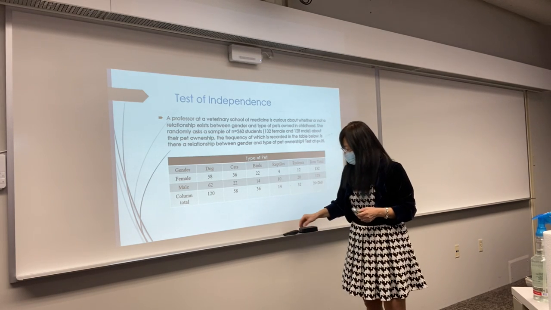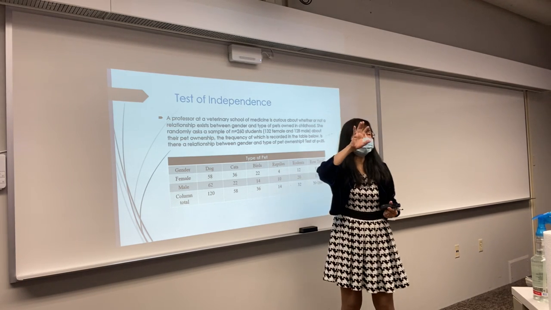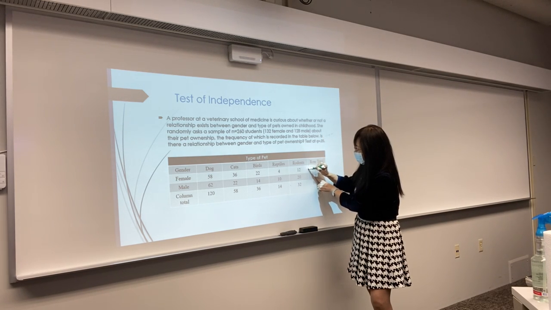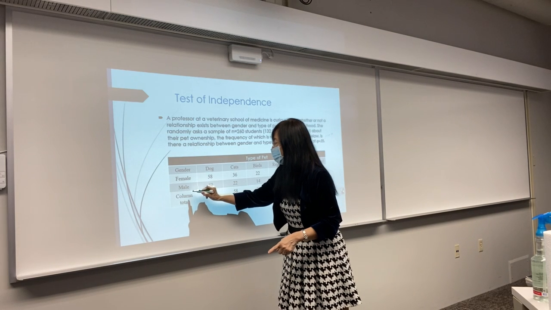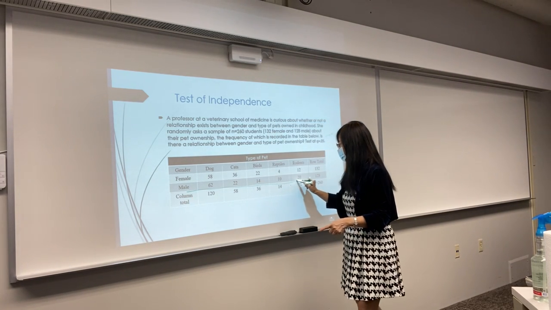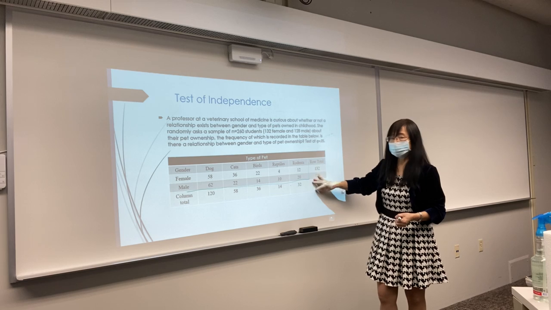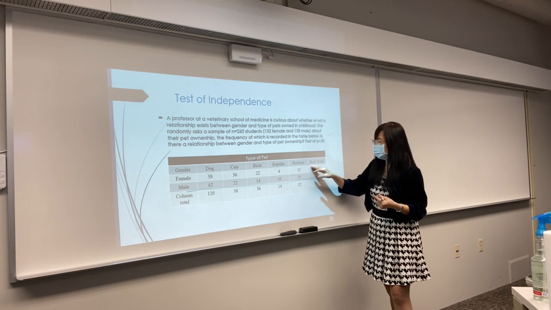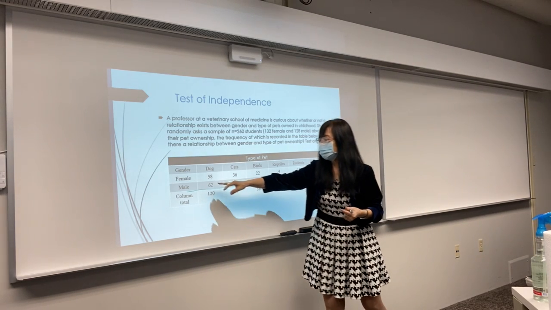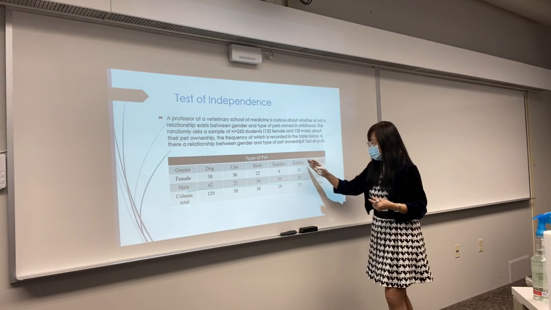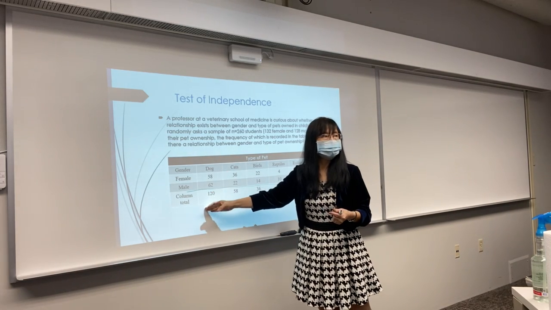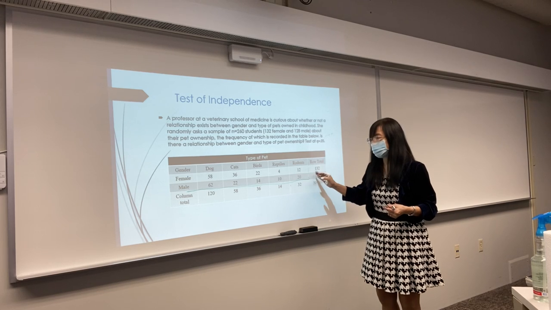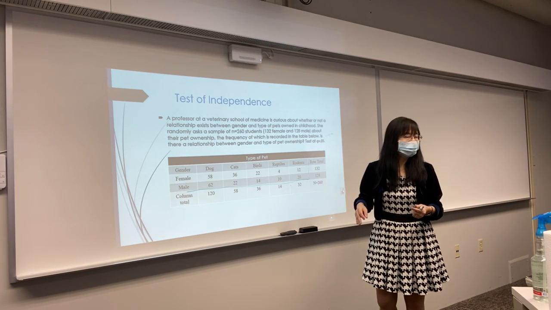Now, when you see data like this, this is the raw data here, and this is the total for each row, each column, and the total for everything. If they don't give it to you, you have to add it together yourself. Okay?